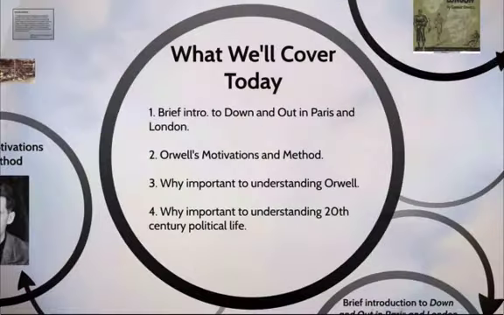So in today's presentation, we'll provide a brief introduction to Down and Out in Paris and London, the general issues that the book is confronting and the context in which it resides. We'll talk about Orwell's motivations and his method. So why did he want to write about the plight of the underclass in Paris and London? What was driving him to write about this issue? And how did he go about it, which, as you'll see, is kind of unconventional? He did immersion, basically, lived amongst the people who were living in rooming houses and living on the streets. And then lastly, we'll talk about the dual questions of why this is important to understanding Orwell as a writer and a political figure, and why it's important to understanding 20th century political life.